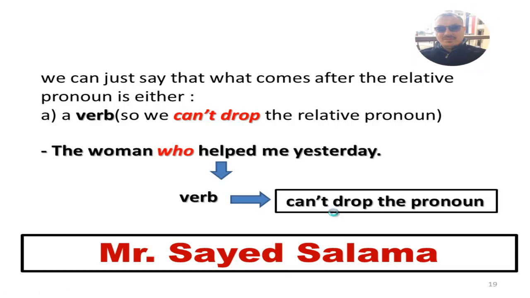Another example, the woman who helped me yesterday is my neighbor. Look at the word after who, helped. Helped is a verb, so we cannot drop the pronoun. You cannot delete it. You cannot omit it. So the woman who helped me yesterday is my neighbor.